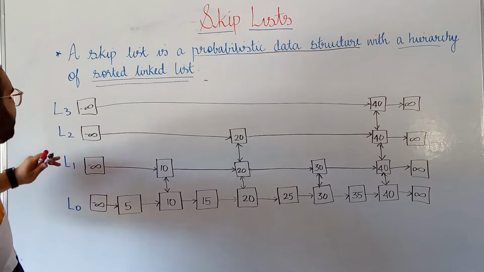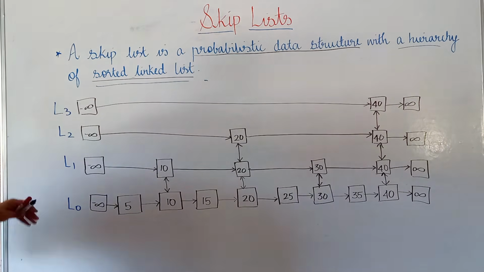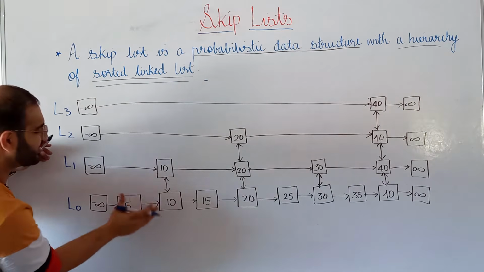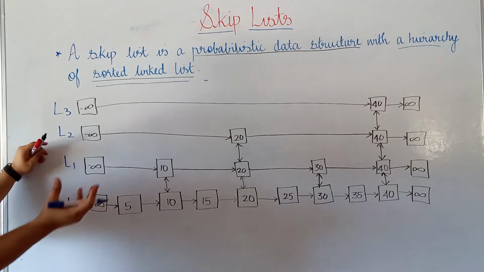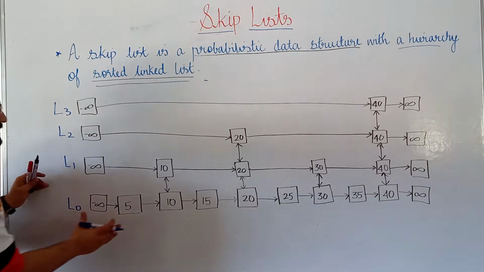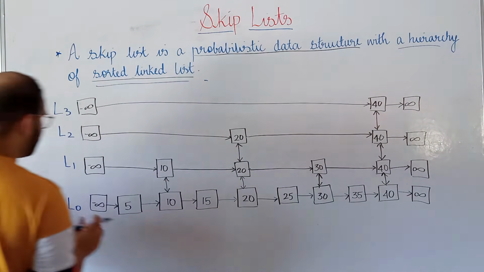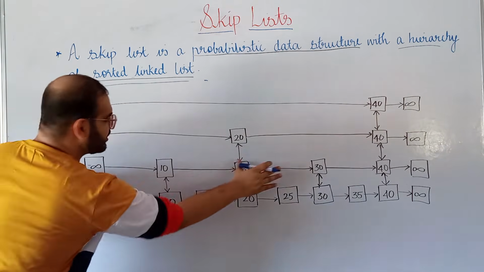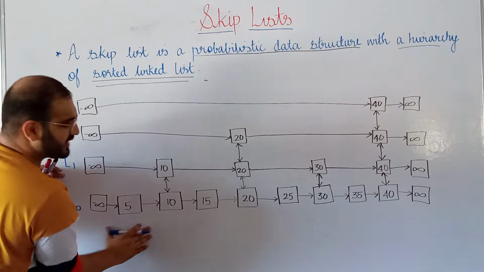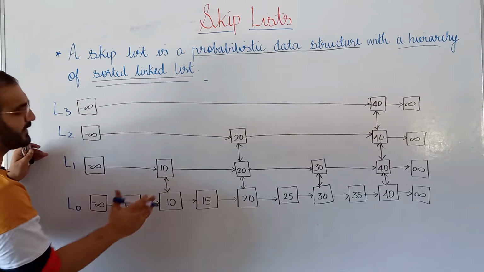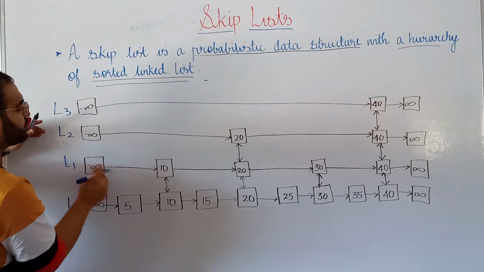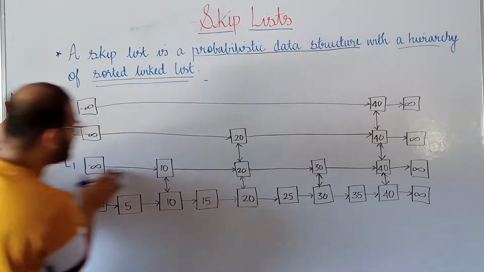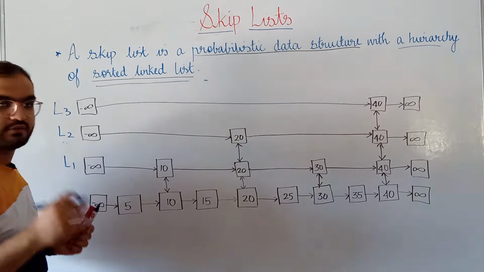So as you can see, there are many sorted linked lists over here, and each level contains those nodes that are in the previous level, but it contains a subset of those nodes. Like over here, as you can see, there were 8 nodes. Here you will see these 4 nodes that are in L1 are actually a subset of these 8 nodes, right? And here also in case of L2, there are 2 nodes, but again these 2 nodes are actually a subset of these 4 nodes in L1, right?